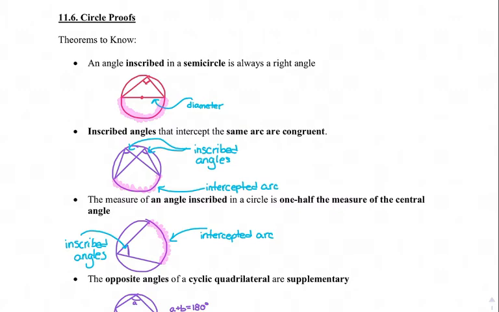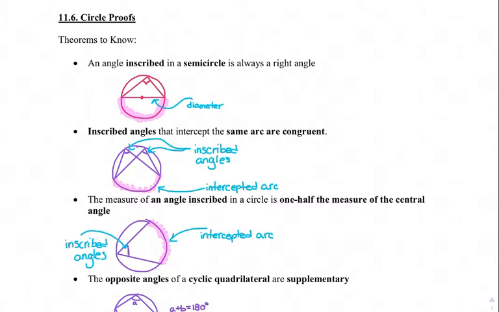An angle inscribed in a semicircle is always a right angle. So remember, if it's inscribed in a semicircle, we take half of 180, and that's how come we get a right angle. Inscribed angles that intercept the same arc are congruent. So if we have that arc, we take half that arc to get the angle, and that's why both of those angles are congruent.